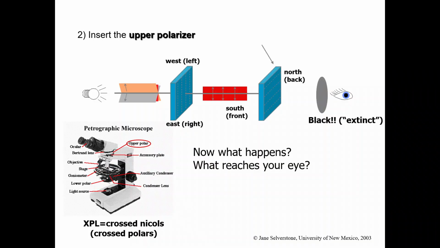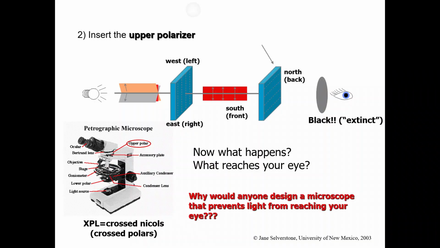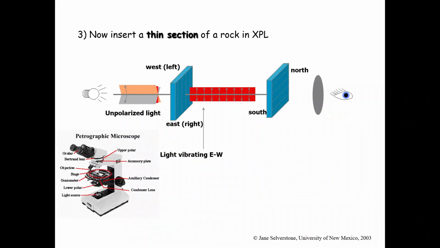So why would that be useful? Well, what happens when we put a thin slice of a mineral sample in between those two polarizers? What you do is you take a rock and you cut it with a saw, and then you basically smooth it down and make it as thin as you possibly can. I did a lab where we got to do this. It was really cool. And you take that rock and you put it in between the two polarizers.